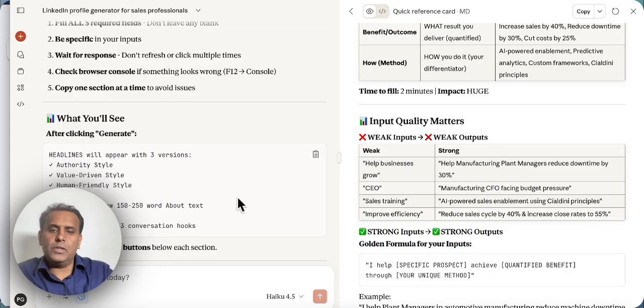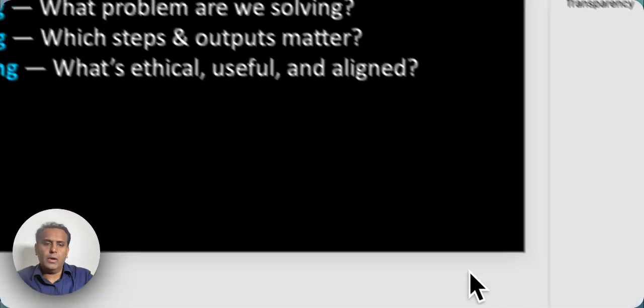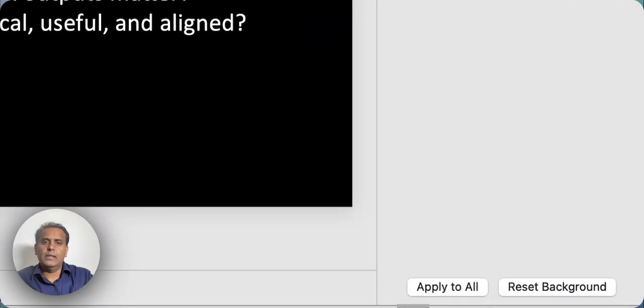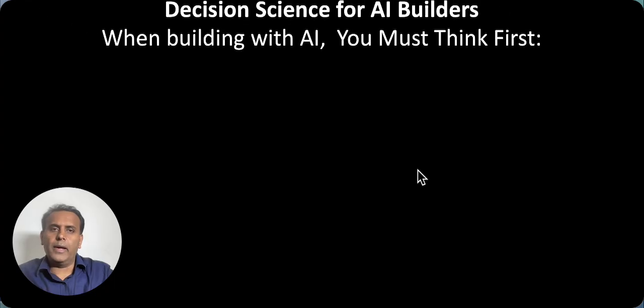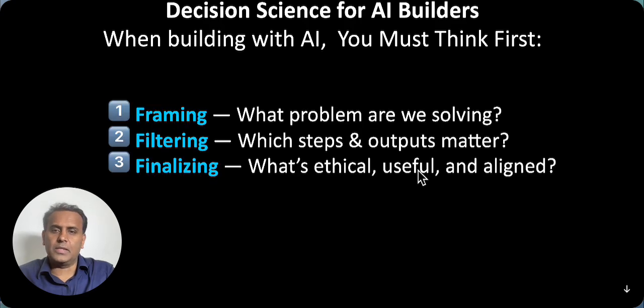To go into that, let's go back to the framework I generally use, the framework we have been using on how to build the tools. It's the decision science for what I call AI builders. When building with AI, our philosophy is that you must think first. That means you have to frame what the problem is that we are solving, then what steps and outputs matter, and finally what's ethical, useful, and aligned.